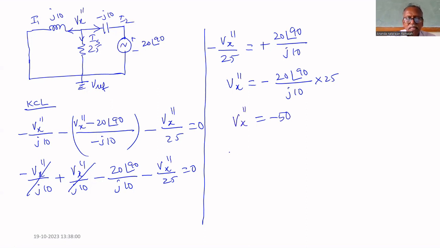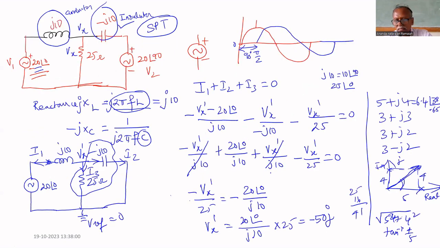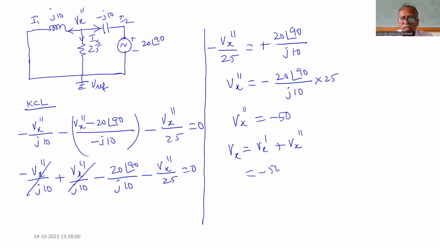Therefore, Vx is asked. Vx equal to Vx dash, considering the first source, plus Vx double dash, considering the second source. That is equal to minus 50j plus minus 50. This is in rectangular form.